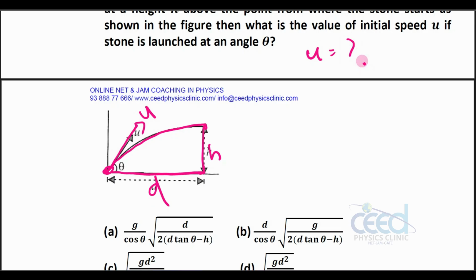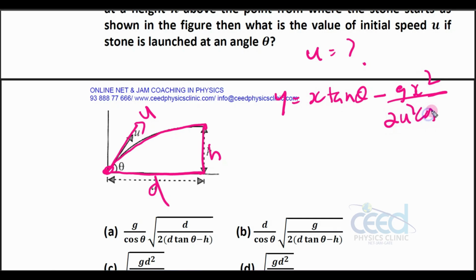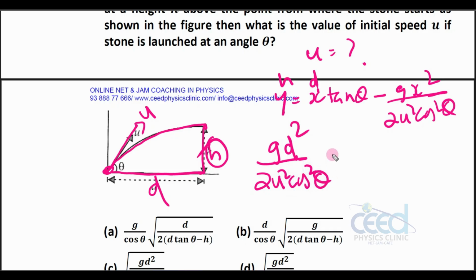Then what is the x and y connecting formula? y is equal to x tan theta minus g x square divided by 2u square cos square theta, right? Now what is the y coordinate? h. What is the x coordinate? d. Then this y changes to h, this x changes to d. Then can I write this as g x square, x I can write as d square, g d square divided by 2u square cos square theta, I can write as d tan theta minus h. d tan theta minus h.